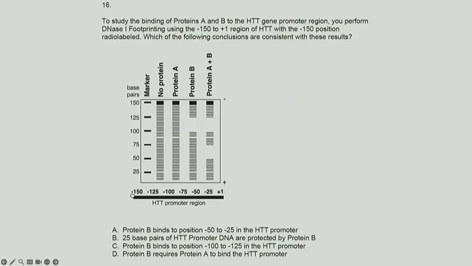Yeah? What is that test where you can't tell where it is? The EMSA. When you do the EMSA, the electromobility shift assay, you can tell that it is binding a piece of DNA, but not where in the DNA it's binding. Yeah. Exactly. Yep. So, yes. Protein B protects 25 base pairs of this DNA from the DNase treatment.